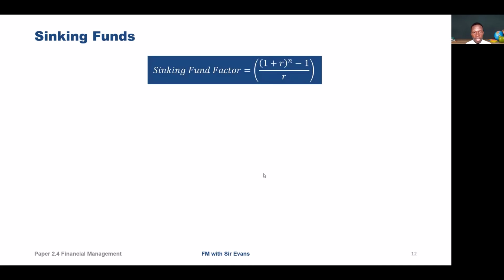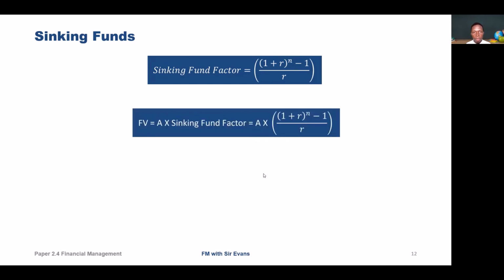So the sinking fund factor, or you can say the sinking fund annuity factor, will help us find the future value of that frequent cash flow. The discounting annuity factor, or present value annuity factor, will help us find the present value of that constant cash flow. So those are two forms of annuity factors. Now, this is the sinking fund factor: (1 plus R) to the power n minus 1, over R. Our n is the number of periods, R is the interest rate. So our sinking fund factor will help us find the FV, the future value. So FV is equal to A, the annuity, multiplied by that sinking fund factor.